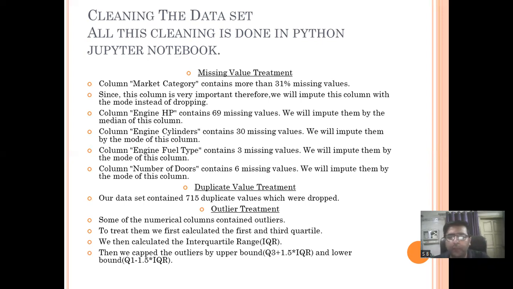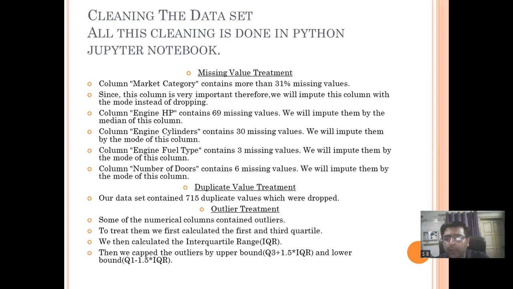For the cleaning part, first of all, missing value treatment was done. The market category column contained 31% missing values. Since this is a very important column, I did not consider dropping it, but I imputed this column with its mode. The engine HP column contained 69 missing values. These were imputed by the median of the column because this is a numeric column. Similarly, engine cylinders, engine fuel type and number of doors contain few missing values, which were imputed by their mode or median based on the data type of the column.